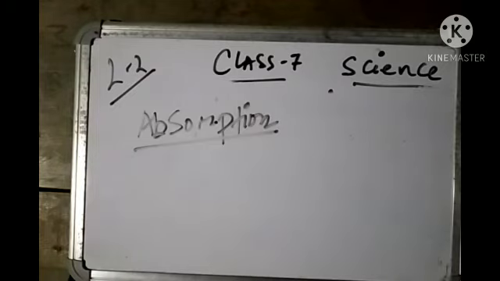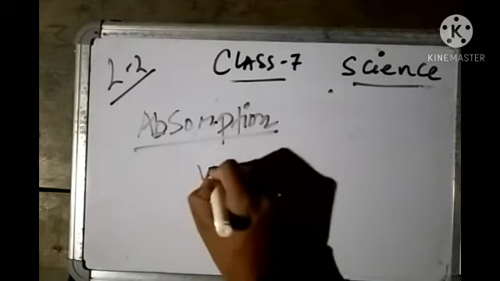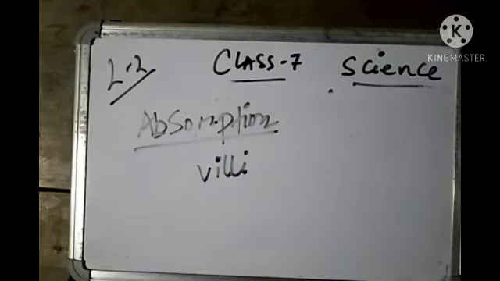So what is absorption? Digested food passes into the blood vessels in the wall of the intestine. The inner walls of the small intestine have thousands of finger-like outgrowths called villi. The surface of the villi absorbs the digested food materials.